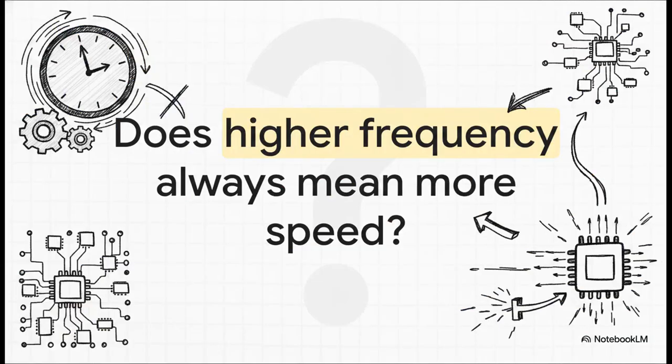Does a higher clock frequency always mean more speed? If you see a massive gigahertz number on the spec sheet, is it automatically the fastest device? The answer might actually surprise you, because no, not necessarily. The underlying architecture of those transistors matters just as much as the gigahertz.